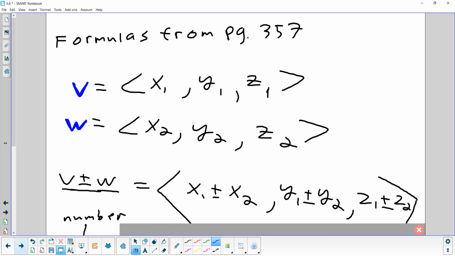If you want to subtract two vectors in 3D, the answer is going to be a new vector. And the horizontal component of the new vector would be x1 minus x2. The y-axis component would be y1 minus y2. And the z part of your new vector would be z1 minus z2.